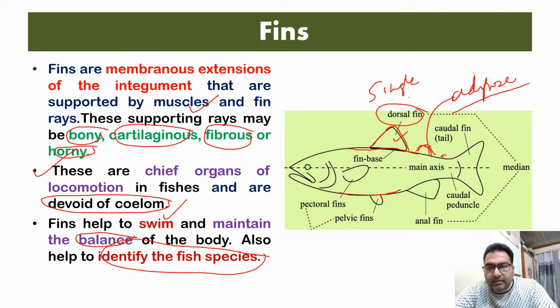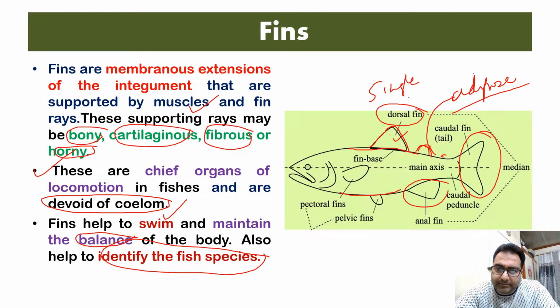This dorsal fin is single, unpaired. We call such fins unpaired. You have to keep in mind that there are some fins which are paired and some which are unpaired. The dorsal fin, caudal fin, and anal fin we call the unpaired or median fins. Then we have two pairs of fins: the pectoral fin, just near the gill, and the pelvic fin.